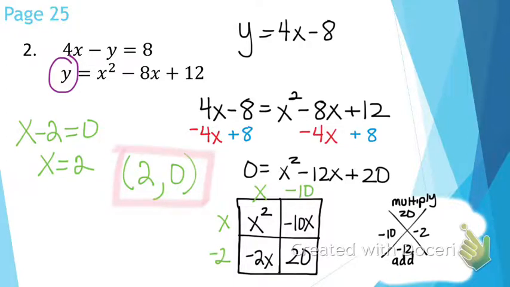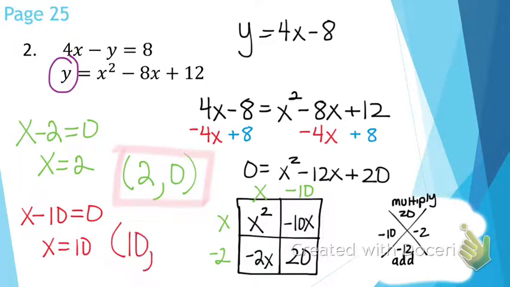So for my second solution, we're going to use this x minus 10. Go ahead, take the x minus 10. We get x equals 10. Use your calculators again. Take that 10. Put it in here. And we get 4 times 10 is 40. And 40 minus 8 is 32.